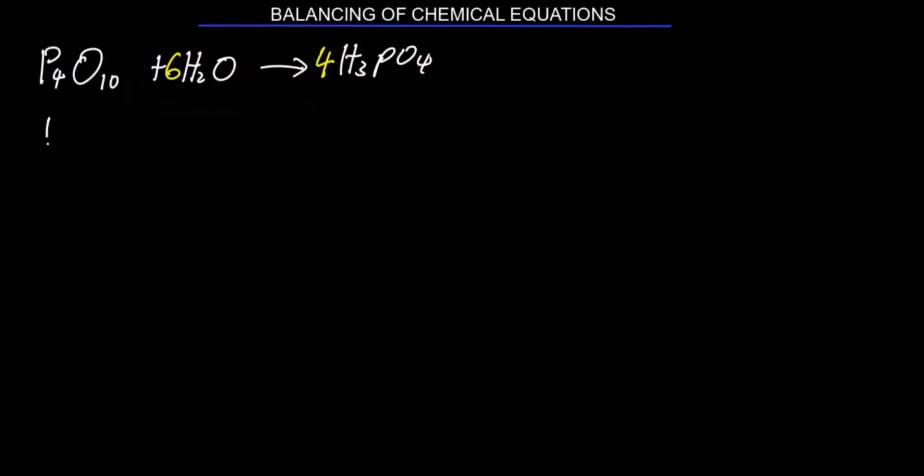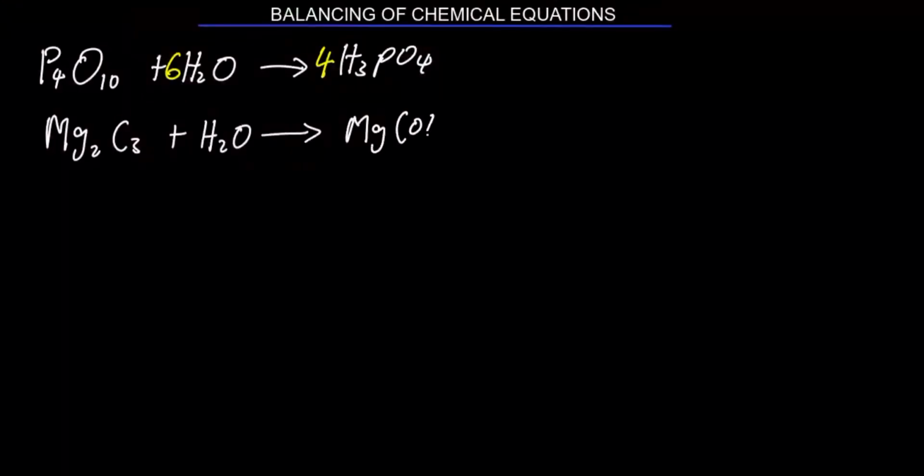If I have Mg2C3 plus H2O giving Mg(OH)2 plus C3H4, now this is what we have. How do we balance this chemical equation? It's very easy. Let's take a look at my steps.